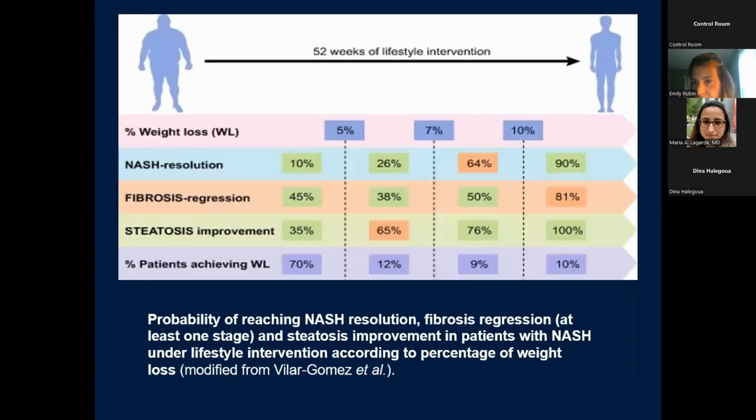And then we can see the different kinds of improvement over the 52-week intervention with the 5%. It's like 90% where it does get better, your liver.